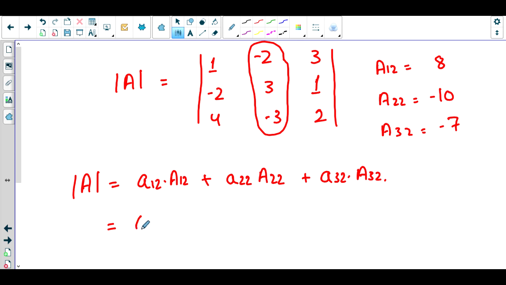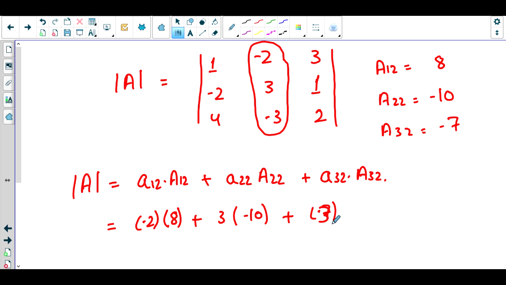It's a12 is -2 into A12, which is 8, plus a22 is 3 into -10, plus a32 is -3, sorry, I mixed it.